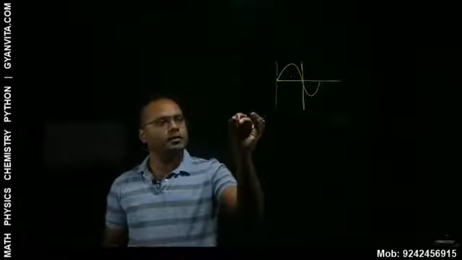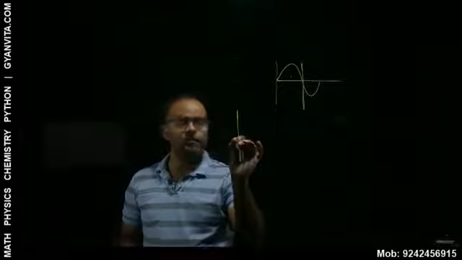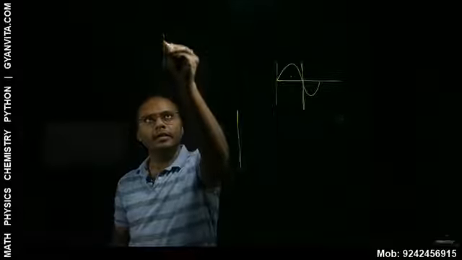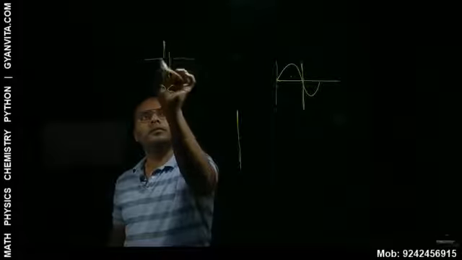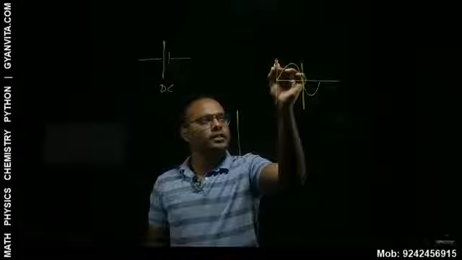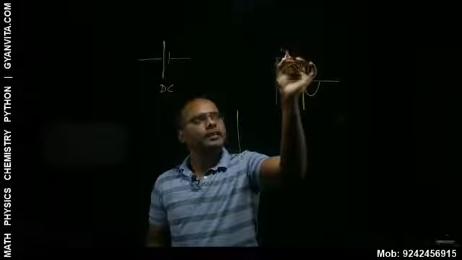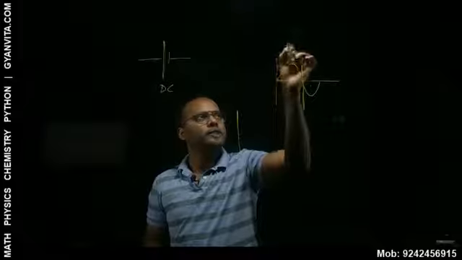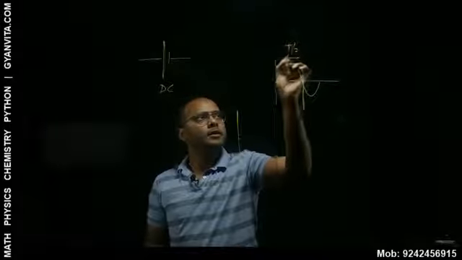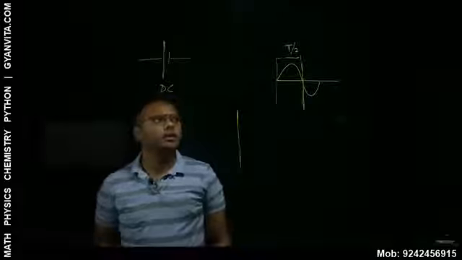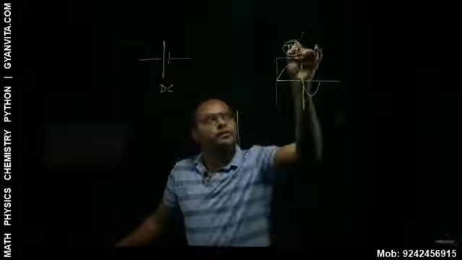Suppose there is a battery. This battery actually gives you DC, right? Suppose the time for this half cycle is T by 2, where capital T is the time period of this alternating source. Now for this period of time, you pass the DC.